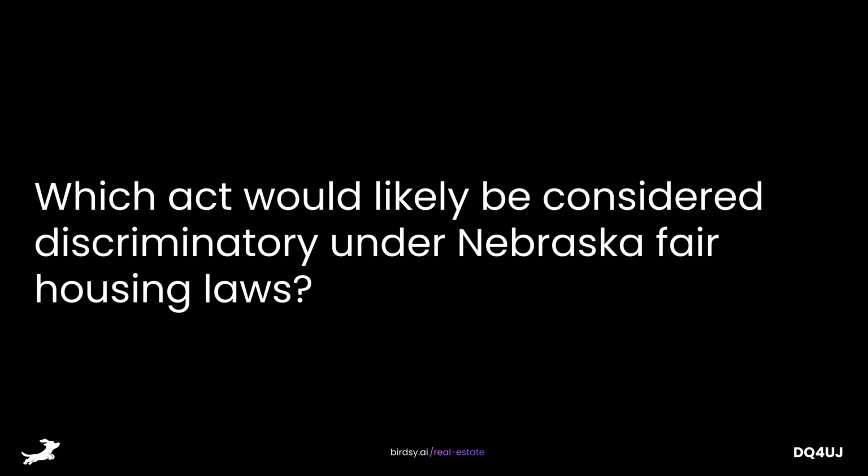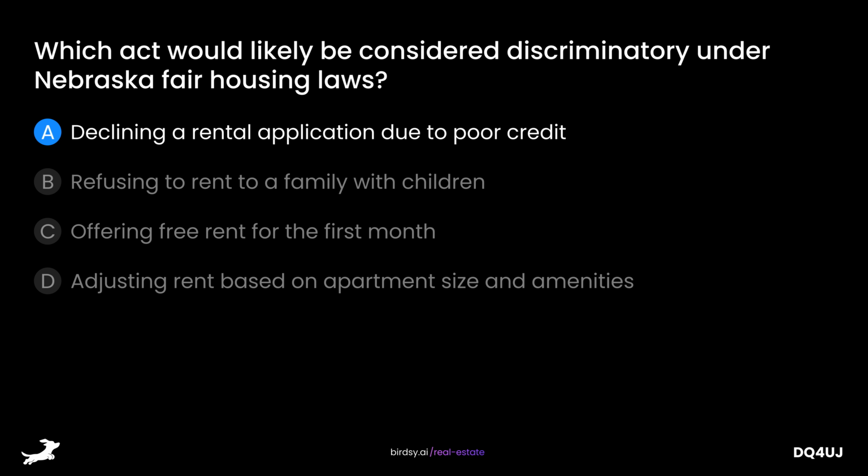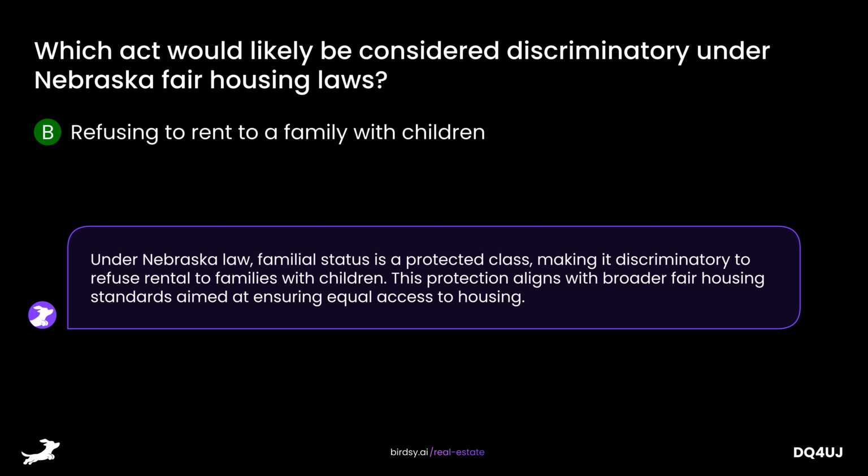Which act would likely be considered discriminatory under Nebraska fair housing laws? Is it A, declining a rental application due to poor credit, B, refusing to rent to a family with children, C, offering free rent for the first month, or D, adjusting rent based on apartment size and amenities? The answer is B, refusing to rent to a family with children. Under Nebraska law, familial status is a protected class, making it discriminatory to refuse rental to families with children. This protection aligns with broader fair housing standards aimed at ensuring equal access to housing.